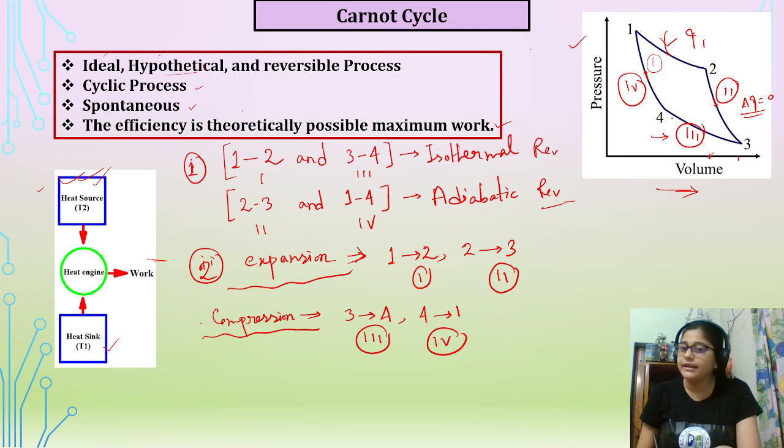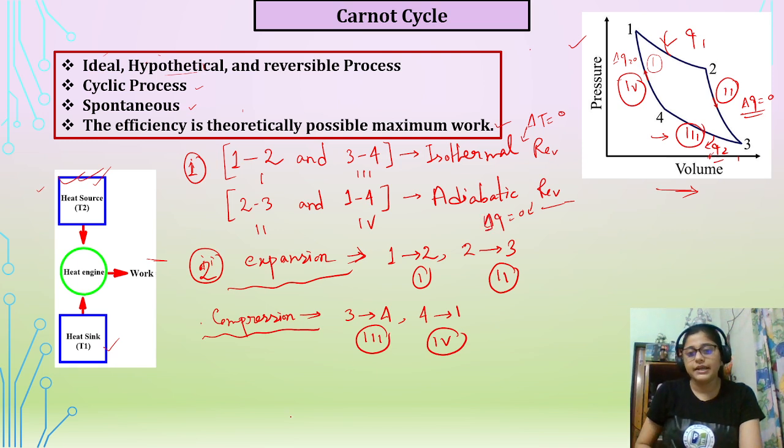Fine. Again 3 to 4 is isothermal. Here heat will be released. Q2 amount of heat will be released and Q1 will be absorbed. Fine. And this is again adiabatic, so delta Q will be 0. And for an isothermal process, what is constant? T is constant. So for an isothermal process, delta T will be 0 for these two. And for the adiabatic ones, delta Q will be 0.